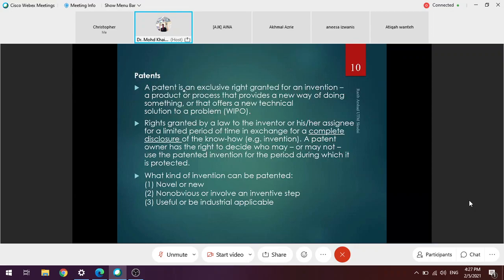So we have a patent. Guys, I hope that you can read this one. What is a patent? What is the kind of protection that is covered under patent and so on? Please study this one. What kind of invention can be patented? Not limited to this one only, but you may want to study more about this, all right? Because I will ask a question about this on the next quiz. So what is the patent? What is the protection that can be covered by patents and so on?